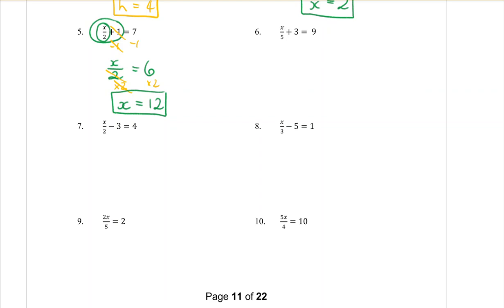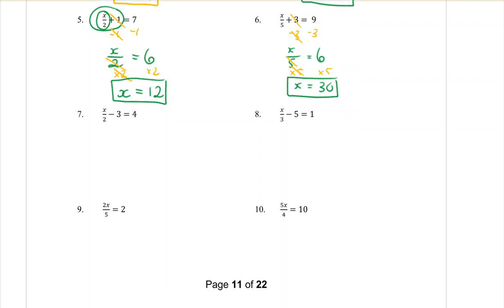The first thing you should do is subtract the 3. So we have x over 5 equals 9 take away 3 is 6. And the second step is to multiply by 5. X equals 30. Was that too fast? No. Good.